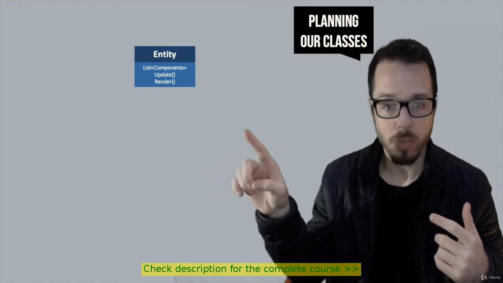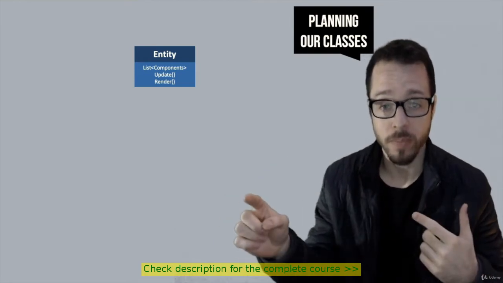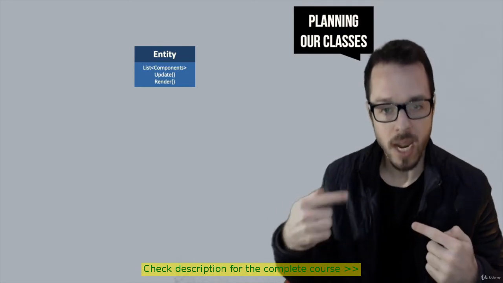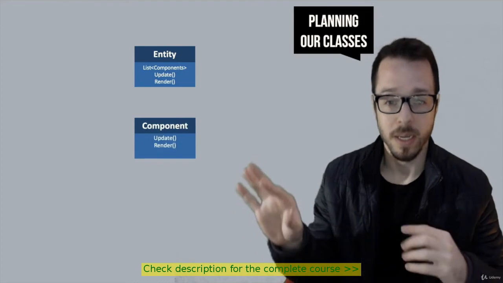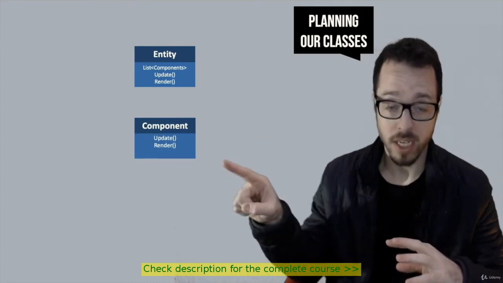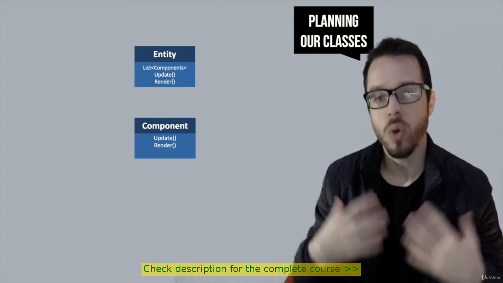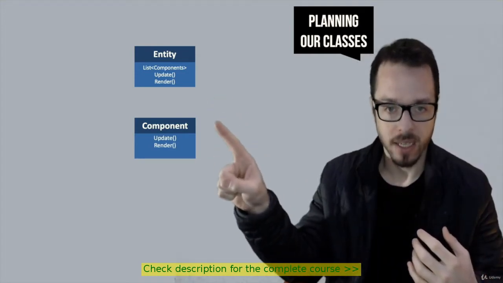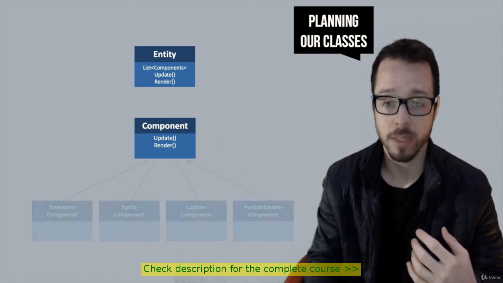So these components inside my entity, each entity has a list of components, and each entity also needs to be able to know how to update and render itself. Thinking about the class components that I just mentioned, each component needs to know how to update and needs to know how to render themselves as well, right? So an entity has a list of components where each component updates and renders themselves.